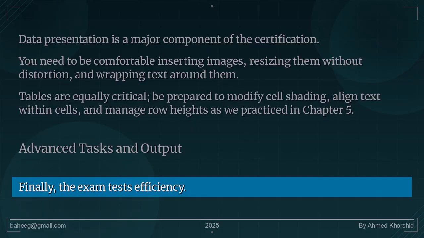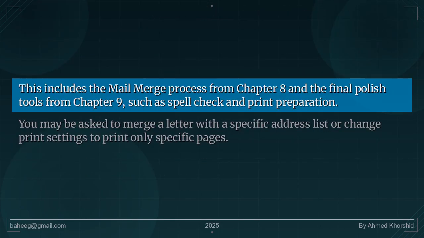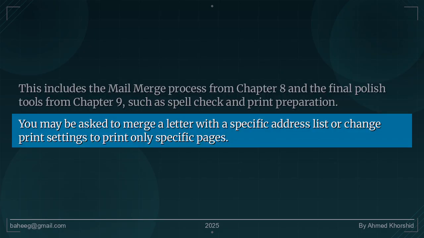Advanced tasks and output. Finally, the exam tests efficiency. This includes the mail merge process from Chapter 8 and the final polish tools from Chapter 9, such as spell check and print preparation. You may be asked to merge a letter with a specific address list or change print settings to print only specific pages.